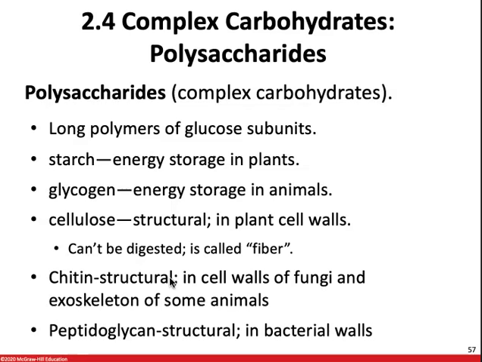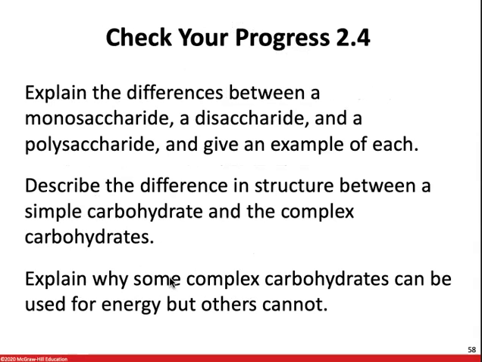Chitin is also a structural carbohydrate. It's going to be found in the cell walls of funguses and also in the exoskeleton of some animals. Peptidoglycan is also a structural carbohydrate. It's going to be found in bacterial walls. All right, and that's it for carbohydrates.